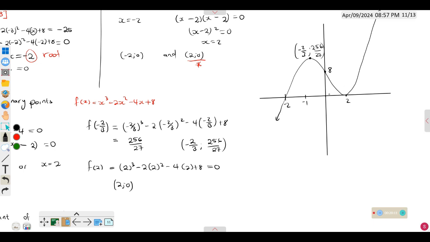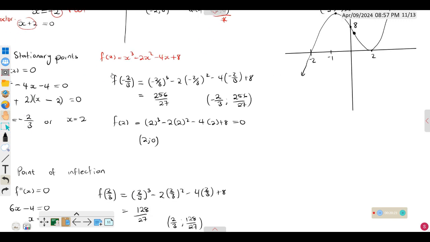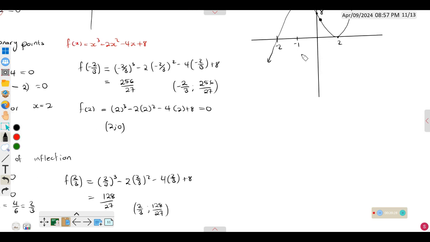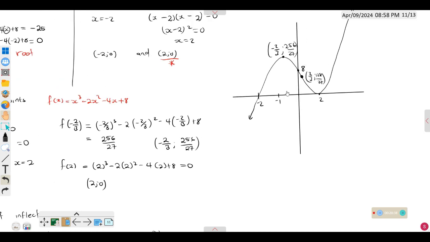And then lastly, we need the point of inflection. Remember, the point of inflection is where the graph changes concavity. So I can approximate it and say it's somewhere there. Let's go and check the value. The value is a positive 2 over 3, which is 0.667, and 128 over 27. So on the graph there I have it: 2 over 3 and 128 divided by 27. So that's the complete sketch of the cubic function that we were speaking about. I hope this clarifies everything. Thank you.